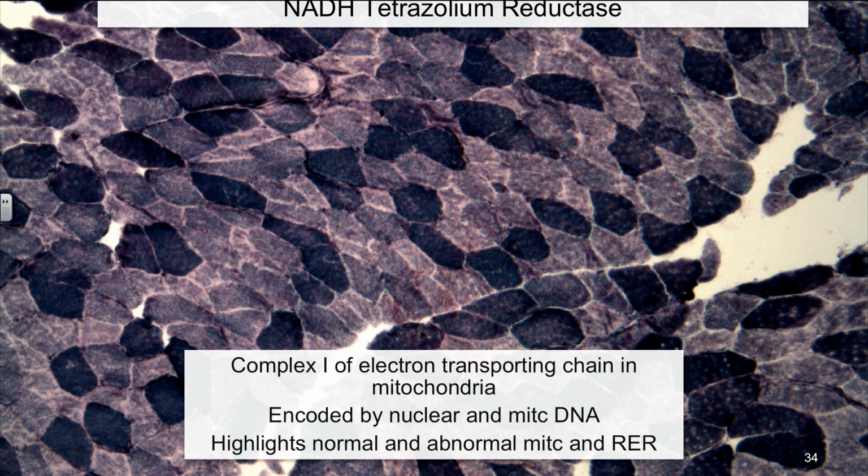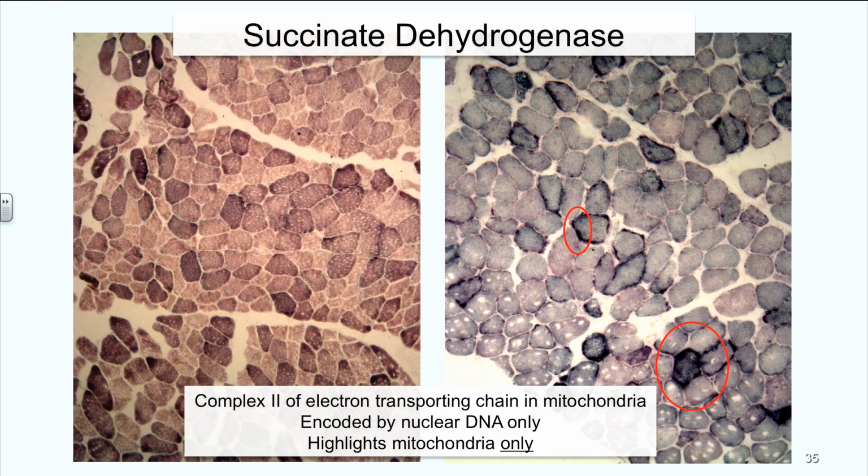Normally you can see type 1 fibers that are uniformly, very homogeneously dark, and then type 2 fibers that are not as dark because they do not have as much mitochondria in them. On this side, we have succinate dehydrogenase, complex 2, on a normal muscle. And again, we have a mosaic pattern because type 1 fibers are going to have more mitochondria.